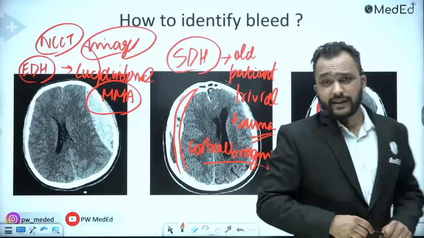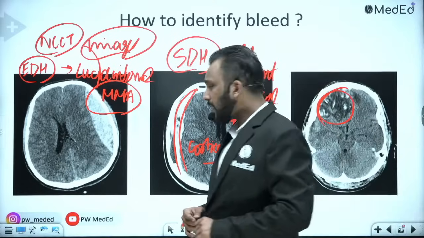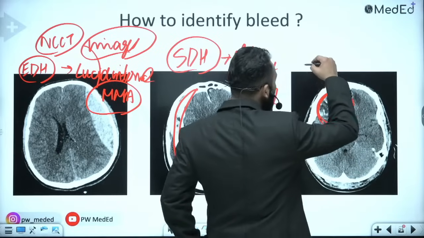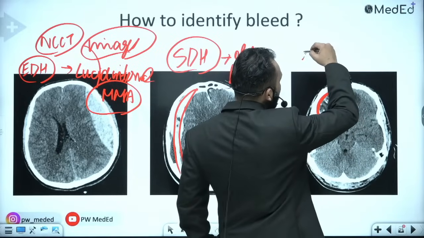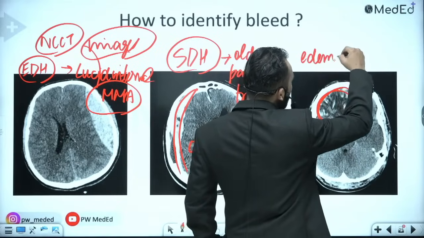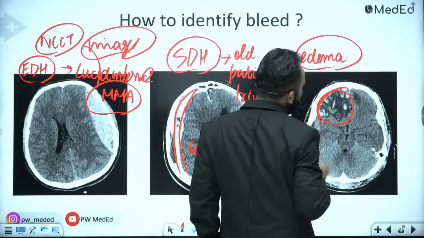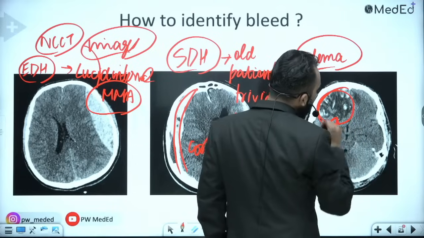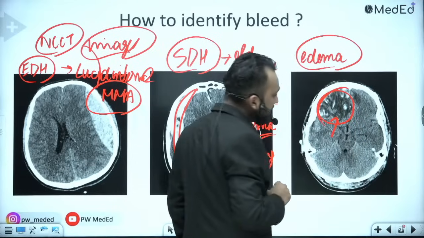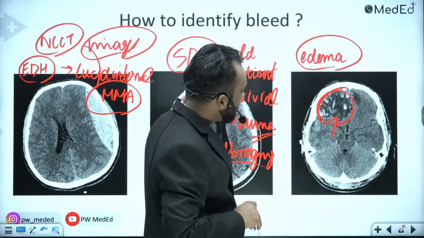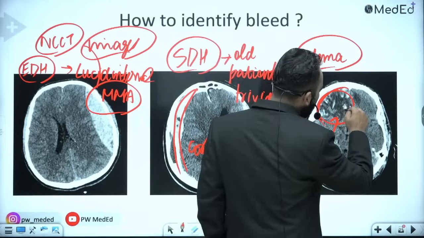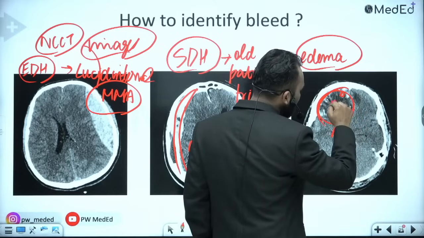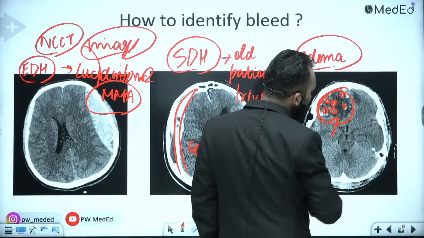And how do you identify an intraparenchymal bleed? So an intraparenchymal bleed can be identified by looking for edema. In an intraparenchymal bleed, there will be areas of hypodensity surrounding the bleed. And here in this patient we can see intraparenchymal hemorrhages in the right frontal lobe.